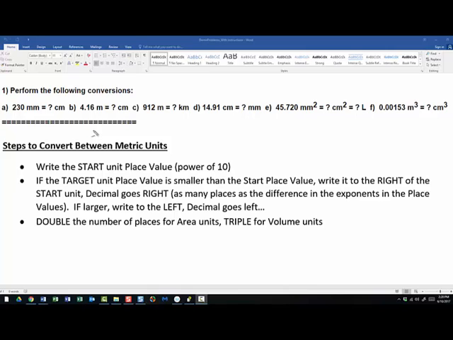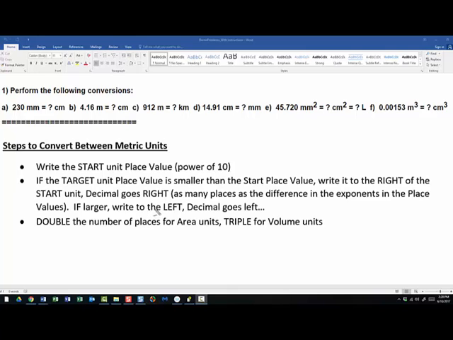Let's do an example. Since the metric prefixes are place values in our base 10 number system, all we have to do to convert between metric units is to move the decimal. We need to know which way, left or right, and how many places to move it. Here's the process. We first write the start unit place value, which is a power of 10. If the target unit place value is smaller than the start unit place value, write it to the right of the start unit. This means that the decimal will go right. It will go right as many places as the difference in the exponents in the place values.